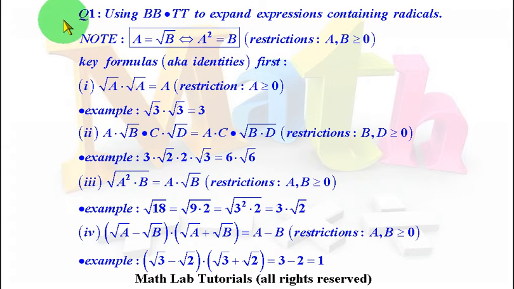Let's go on to the next slide. In question 1, we're going to be using the bullet target method, or the distribution property, to expand expressions containing radicals.